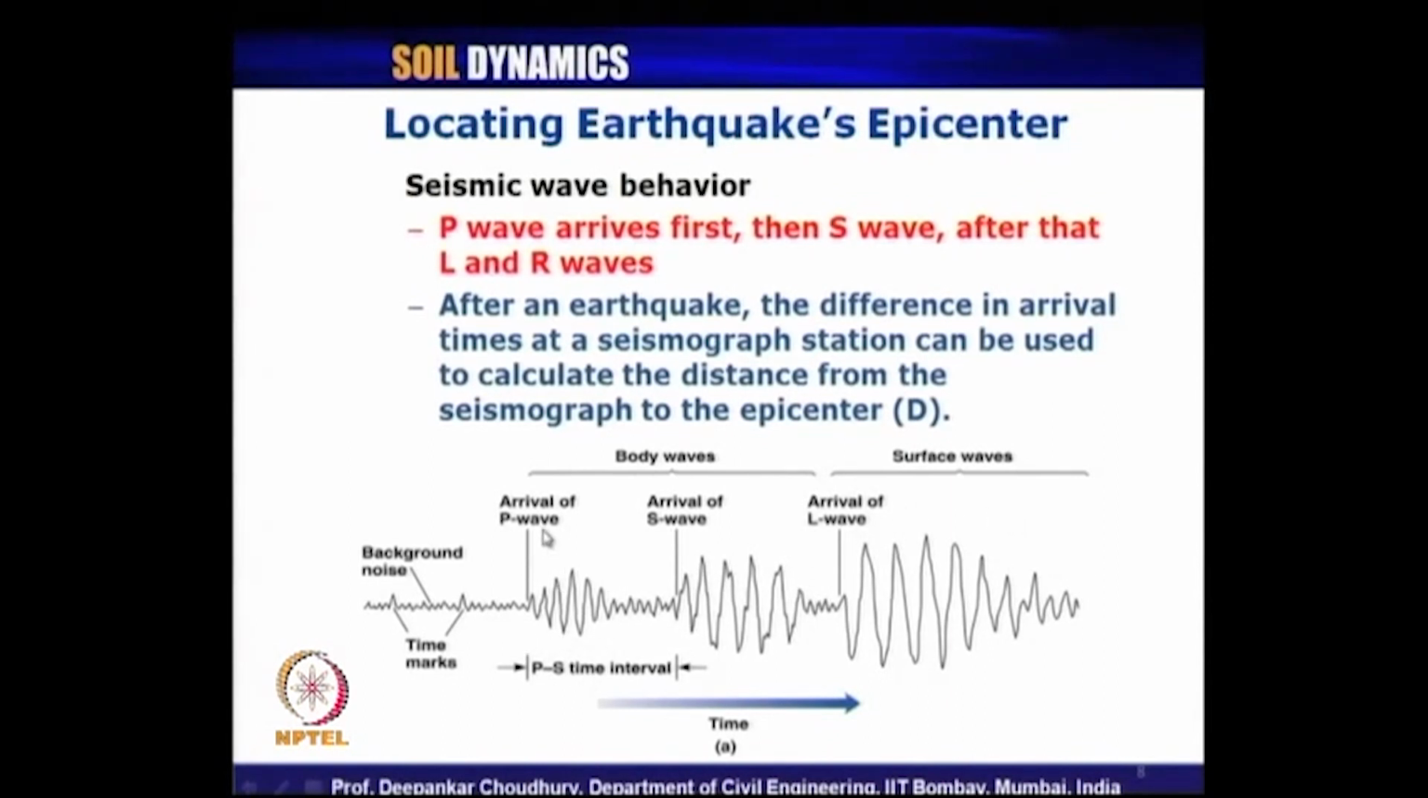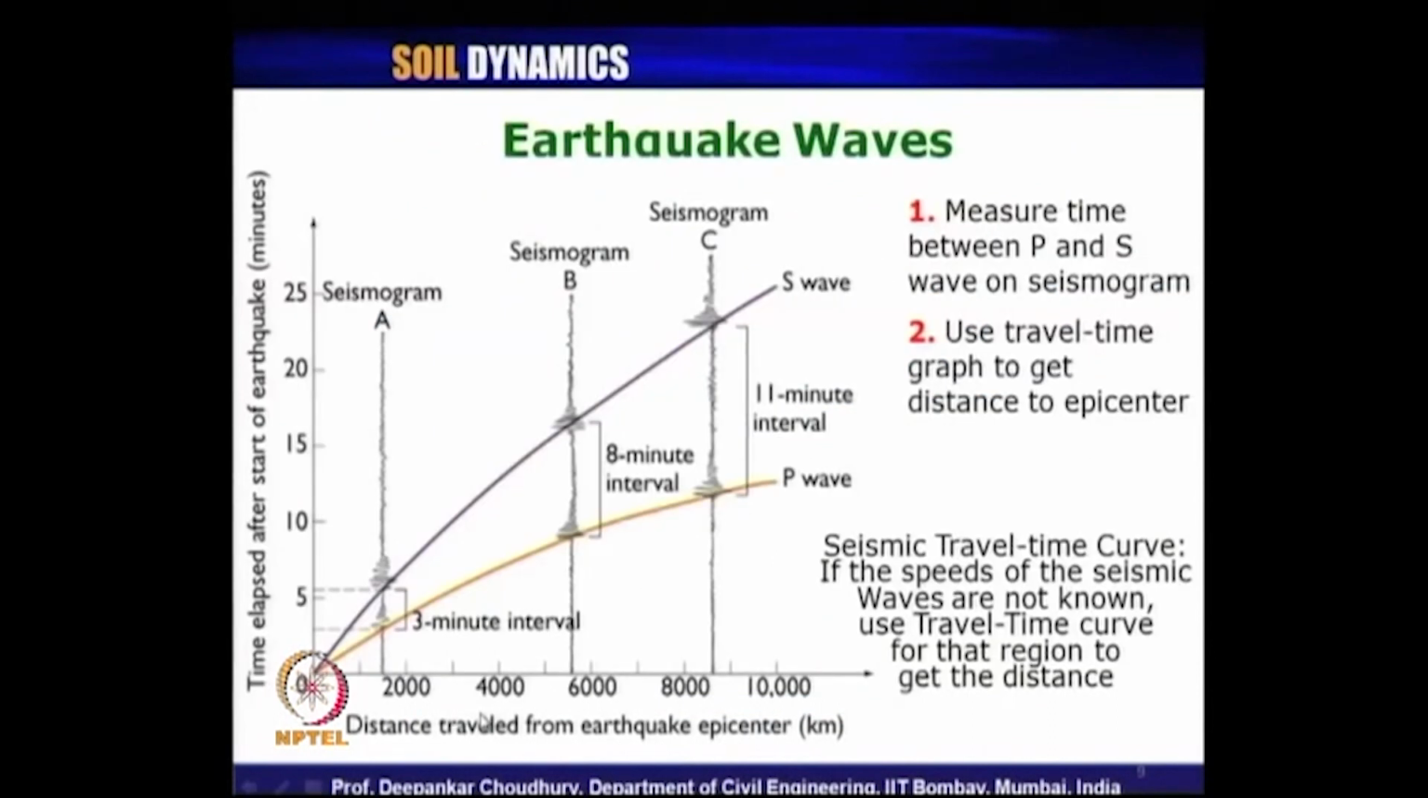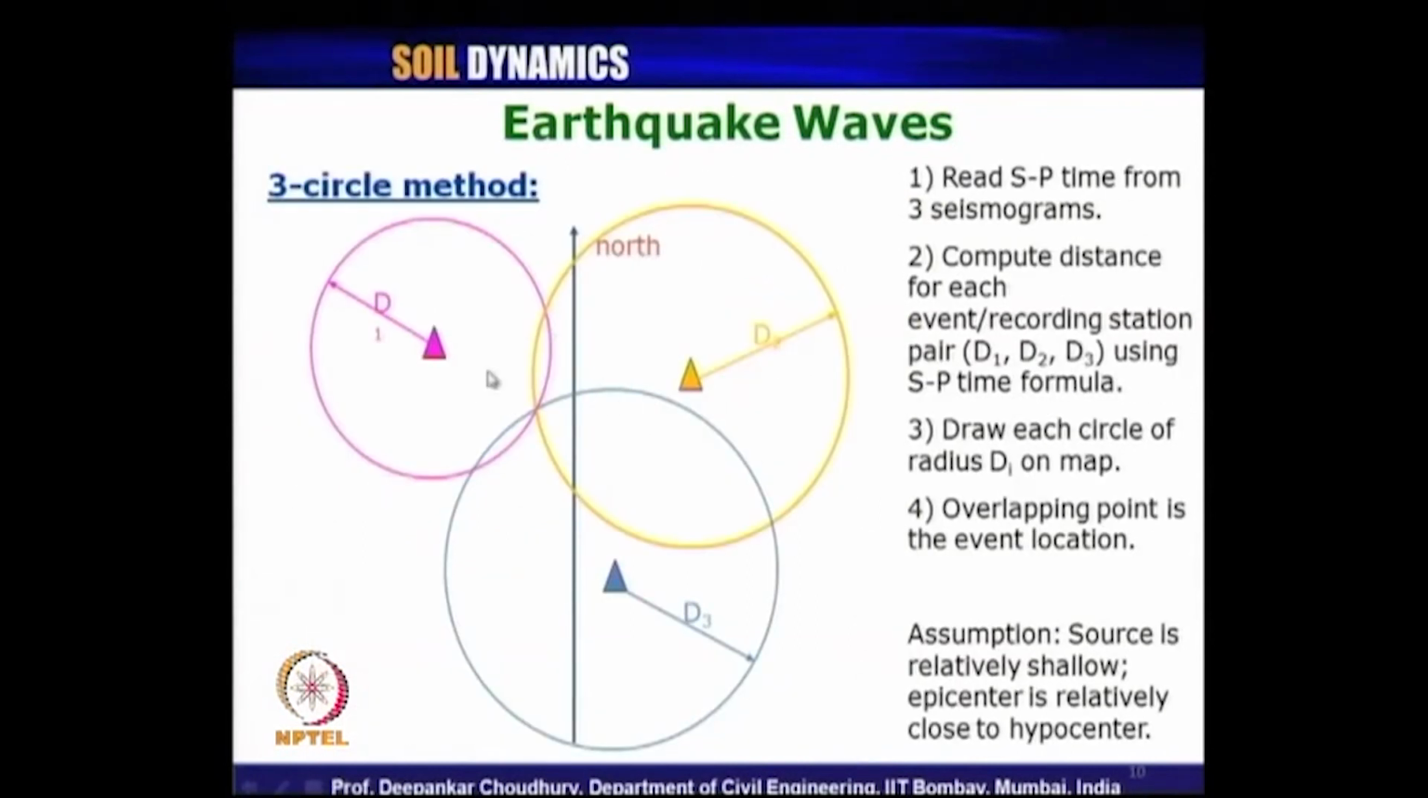From the time difference of the arrival of P and S wave, we have seen how the distance can be computed from the epicenter for different seismogram stations, and using this travel time curve method, if the velocity of P wave and S wave are not known in the earth crust, we can find out the tentative distances for the epicenter from those stations. Then using those concepts, we can plot it by using the 3 circle method for different seismological stations, and where those circles are meeting, that is the point of earthquake epicenter.